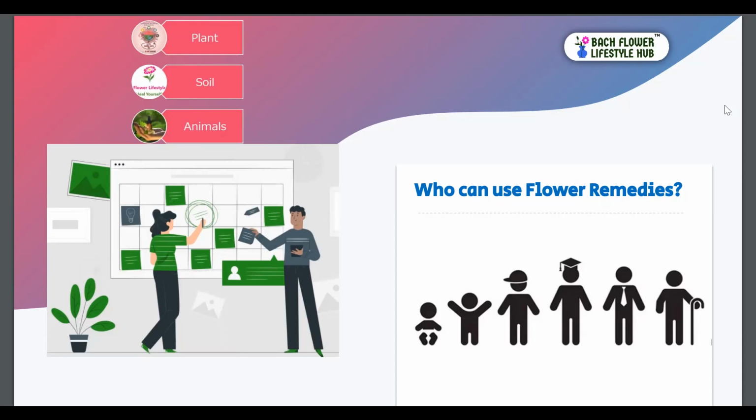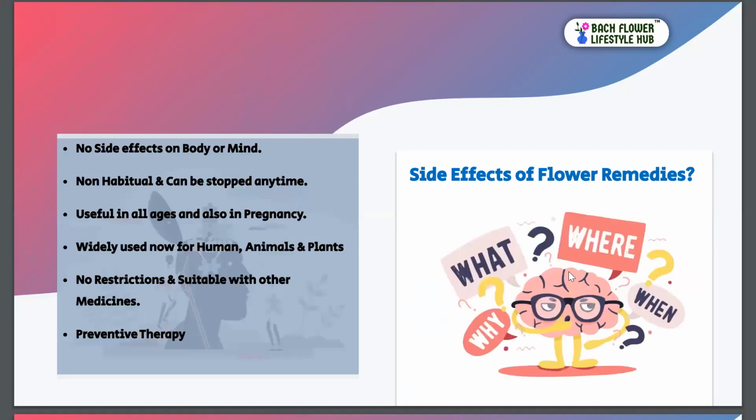Along with that, there are certain experiments going on in the market where it is being used for soils and plants, which can help improve the quality of the plants and the production of particular fruits. This can help us maintain an organic and natural way of healing plants as well, against different diseases they get in the environment. So these are some of the aspects of who can use Bach flower remedies.